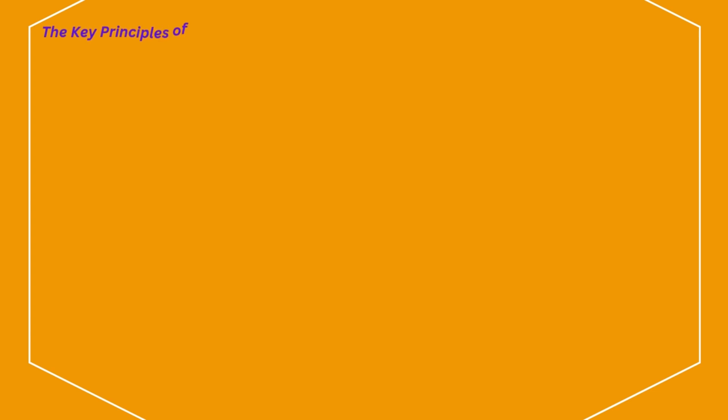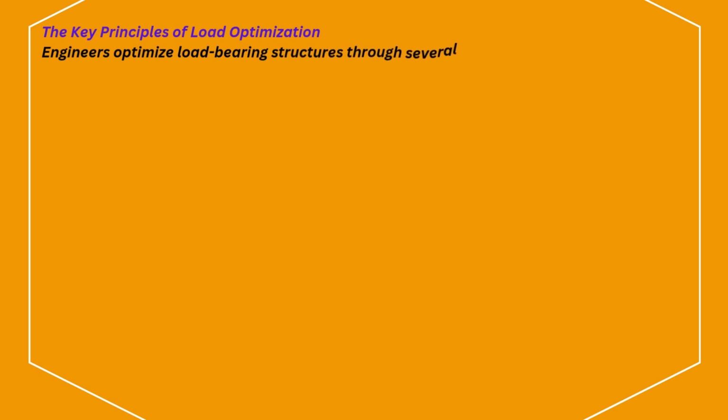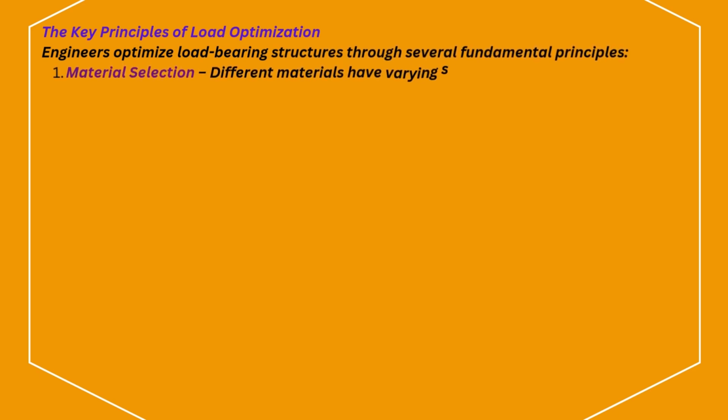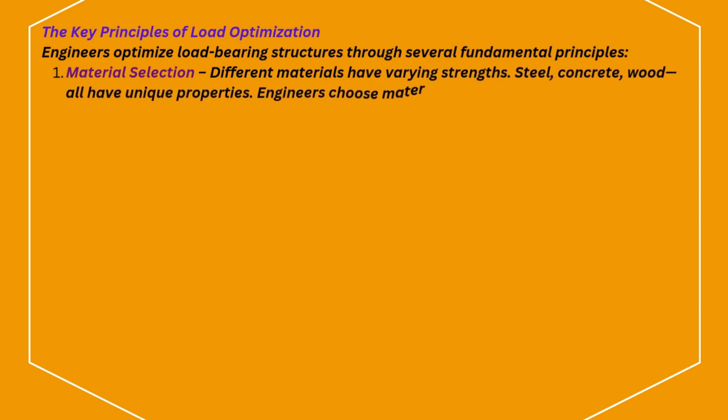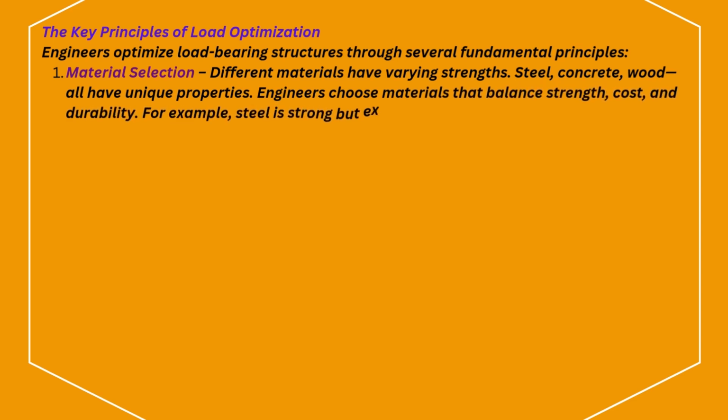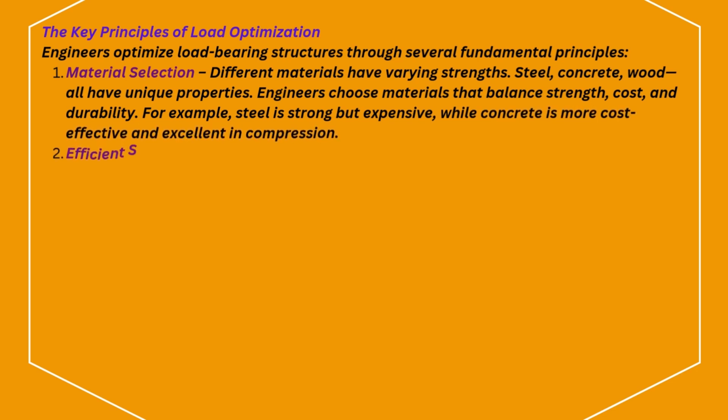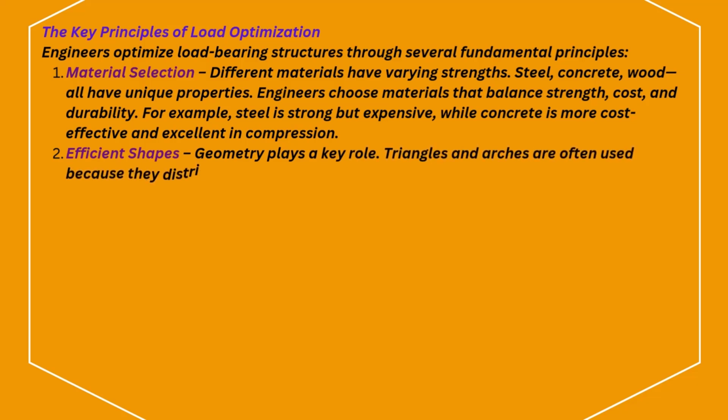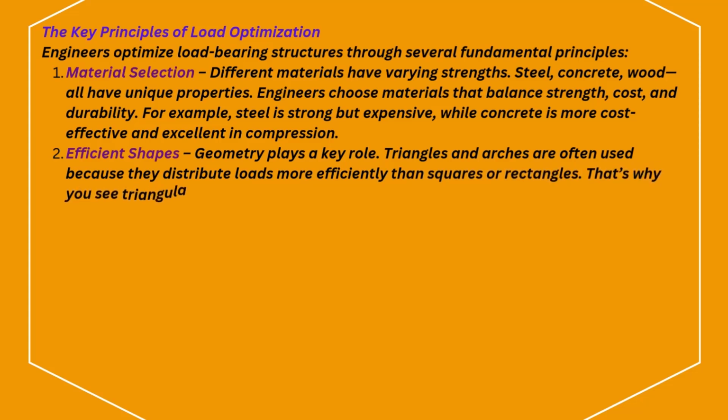The key principles of load optimization. Engineers optimize load-bearing structures through several fundamental principles. 1. Material selection. Different materials have varying strengths. Steel, concrete, wood all have unique properties. Engineers choose materials that balance strength, cost, and durability. For example, steel is strong but expensive, while concrete is more cost-effective and excellent in compression. 2. Efficient shapes. Geometry plays a key role. Triangles and arches are often used because they distribute loads more efficiently than squares or rectangles.